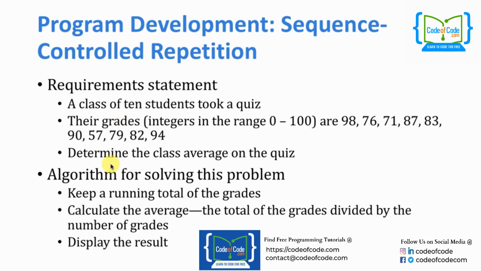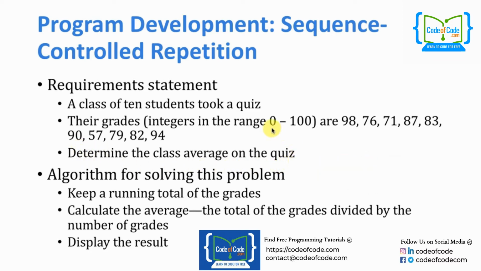So here we have a requirements statement. I took the one from the book and broke it into its individual pieces. We're working with a class of 10 students who took a quiz, and we've been given all of their grades, which are integers in the range 0 to 100, and if you look here and count these up, you'll see that we have 10 integer grades in this particular problem statement or requirement statement. So our goal here is to determine the class average on the quiz.